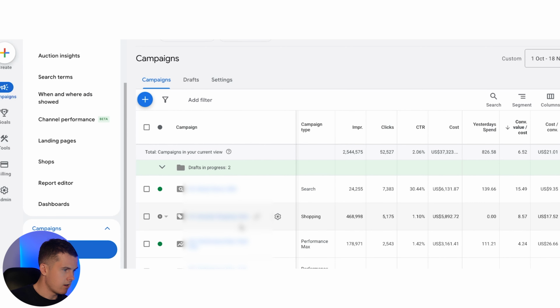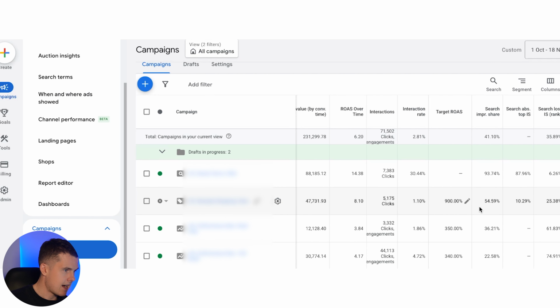And next up here is our branded shopping. This has a ROAS of 8.57. So again, super high. If you look at the target we have set for this branded shopping campaign, it's 900%. So it's far in excess of the targets we have set for the non-branded campaigns.